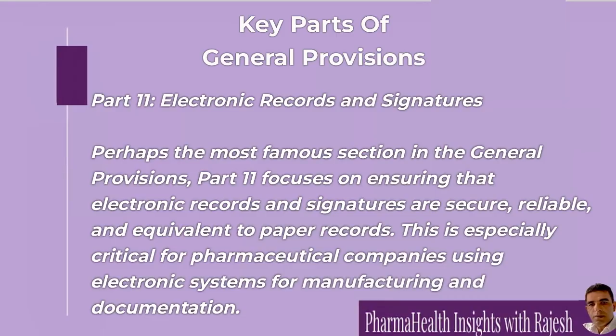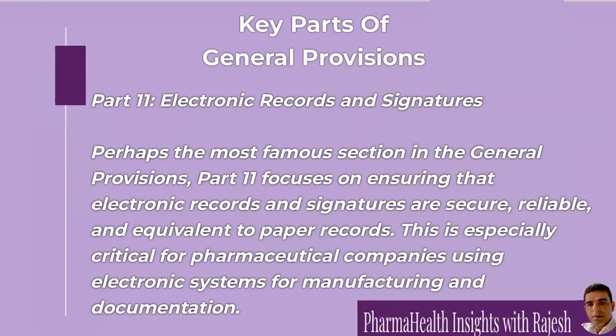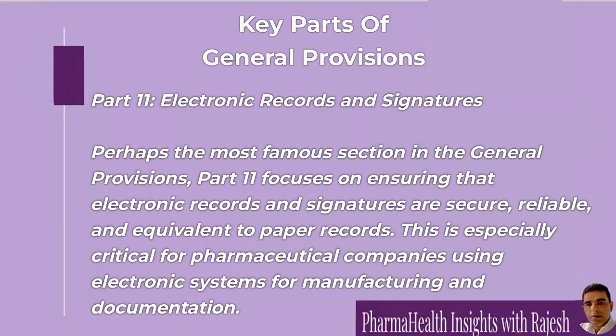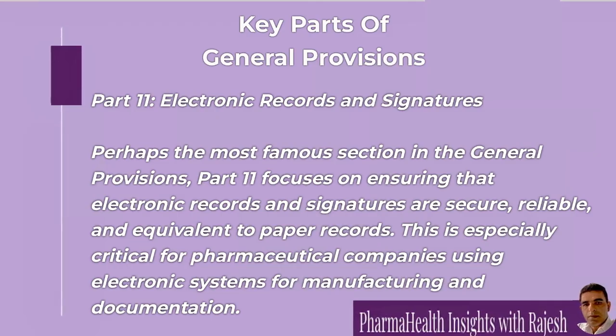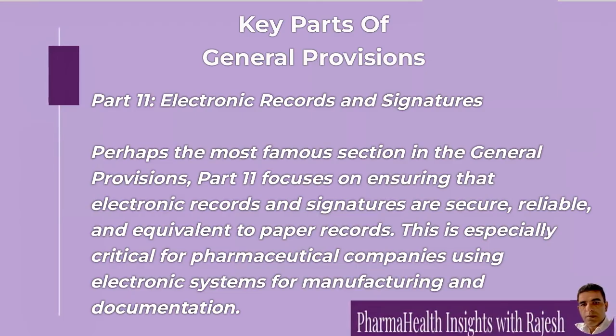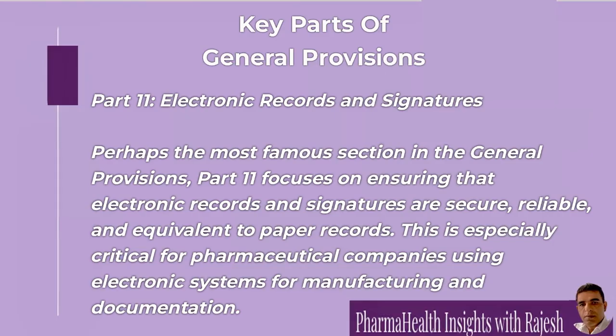Part 11. Electronic Records and Signatures. Perhaps the most famous section in the general provisions, Part 11 focuses on ensuring that electronic records and signatures are secure, reliable, and equivalent to paper records. This is especially critical for pharmaceutical companies using electronic systems for manufacturing and documentation.